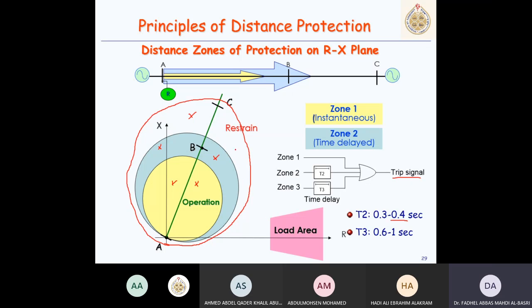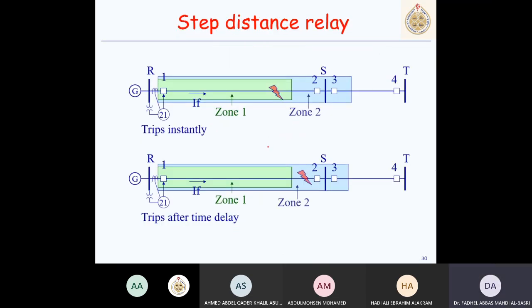And we have to have a condition, especially for zone 3. Zone 3 has to not reach the load area. If the load impedance, Z load, becomes inside this, it will lead the distance relay to maloperate.